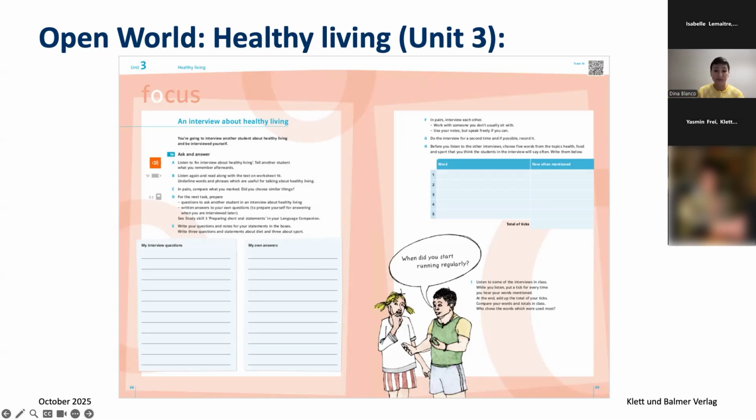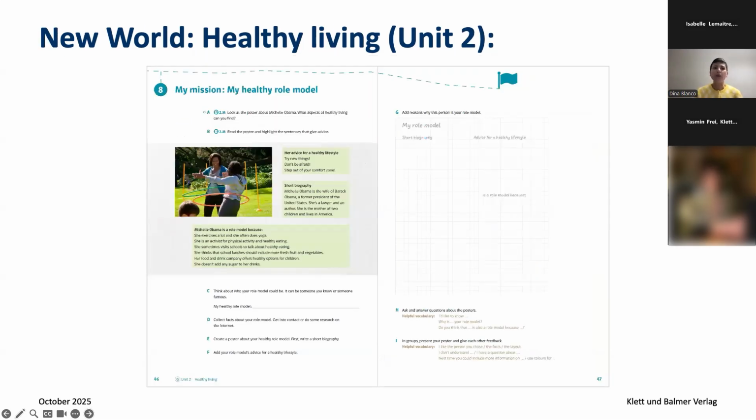So the input and the processes, and then here is the final product that learners are going to do at the end. And in the same way, in New World, this is the new edition, at the end of Unit 2, the final product is where learners will need to create a poster about their healthy role model. So these are examples of 2 finished products whereby the skills are integrated, and like I said, it moves through the content, the processes, and then the product.